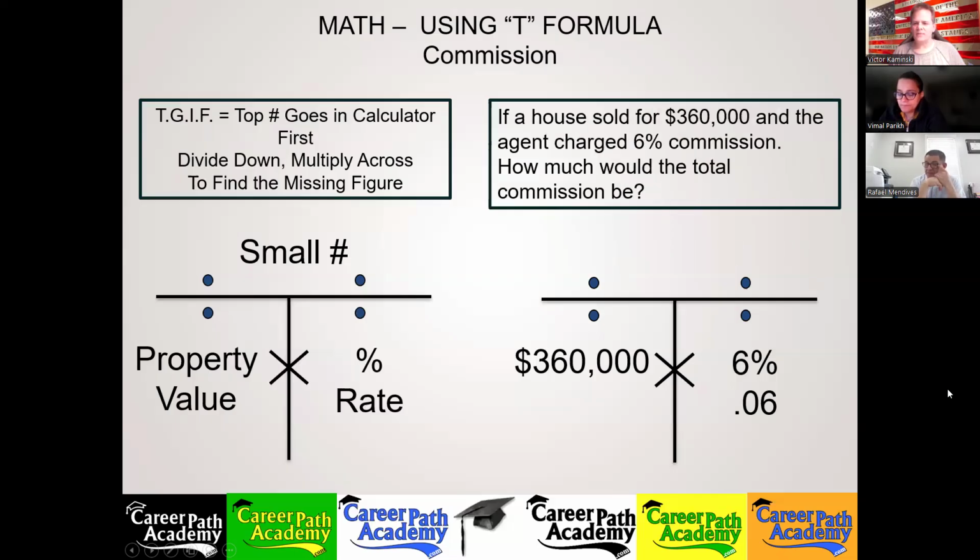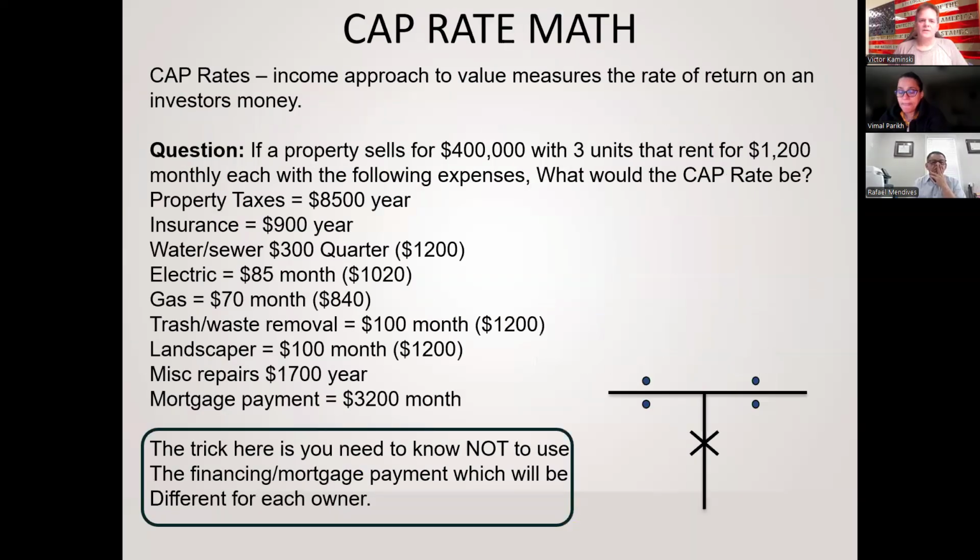All right, here's another problem for you. Using the same house, I guess. If a house sold for 360 and the agent charged 6% commission, how much would the total commission be? 360 times 6%, 21.6. Yeah, that's what we had. Right. All right. So now let's use this to calculate a cap rate.